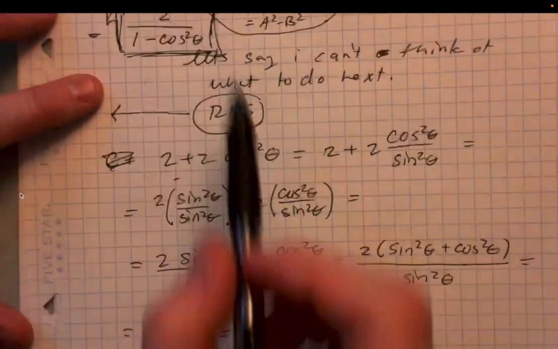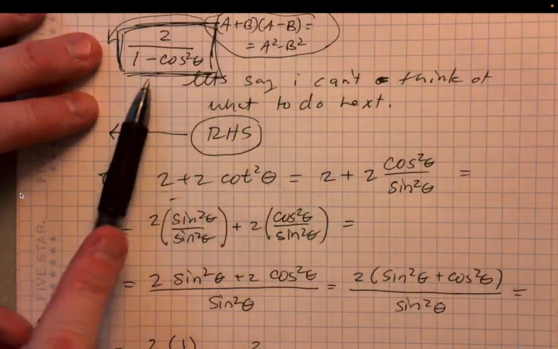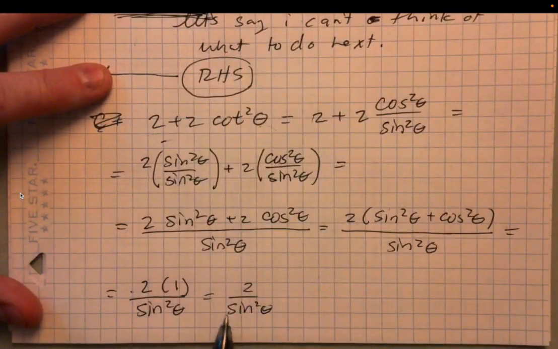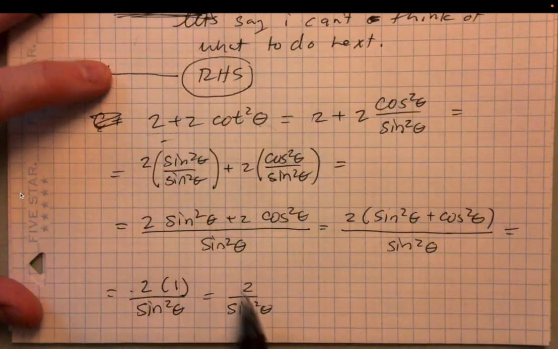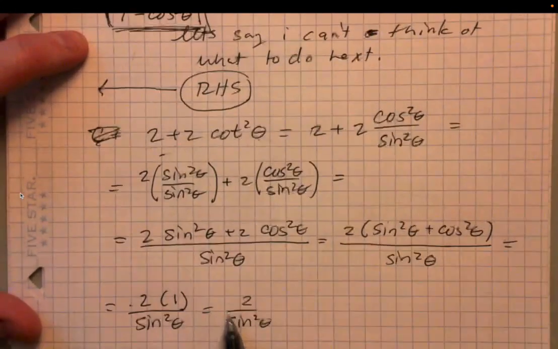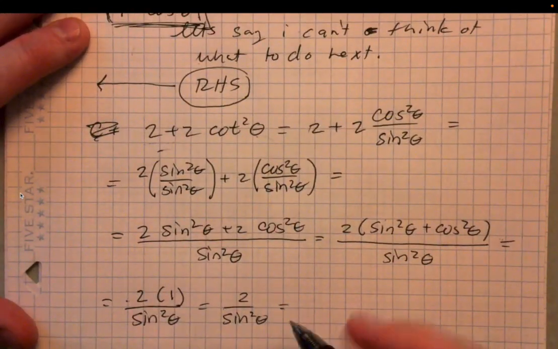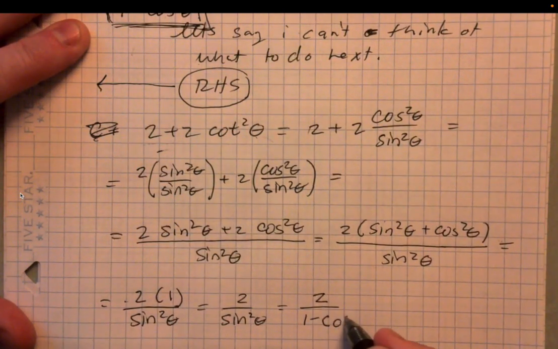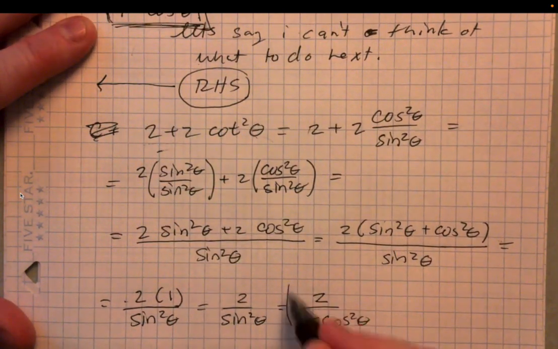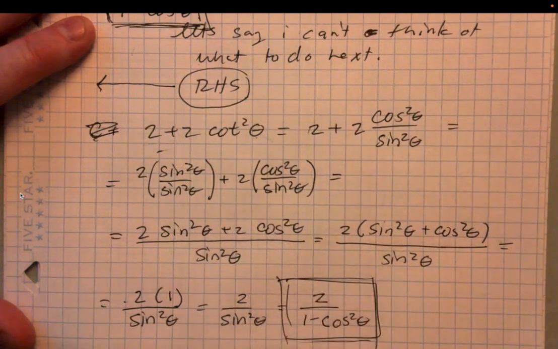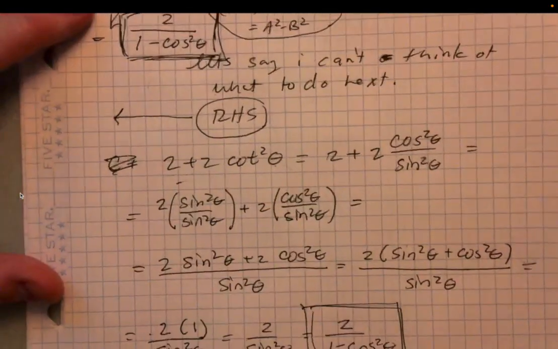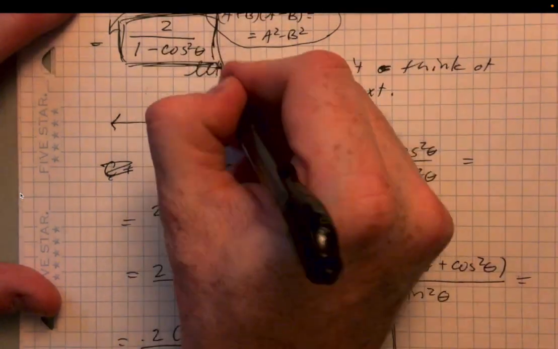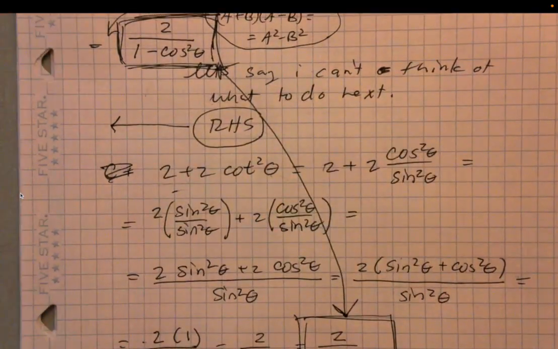Now, if I'm looking at these two, if I'm looking at 2 over 1 minus cos squared theta and 2 over sine squared theta, I can probably see that these are the same, right? I can use the Pythagorean identity to write this as 2 over 1 minus cos squared theta, can't I? Right? And so now what I've done is I've met in the middle. Okay, so I've met in the middle.